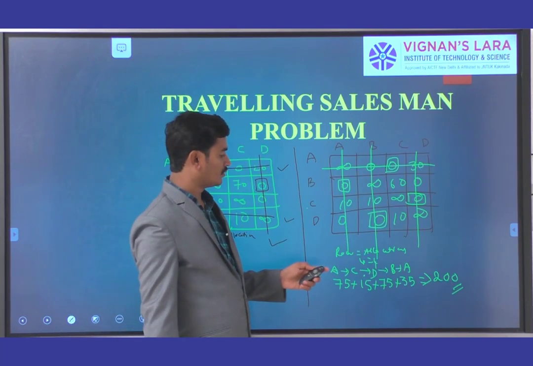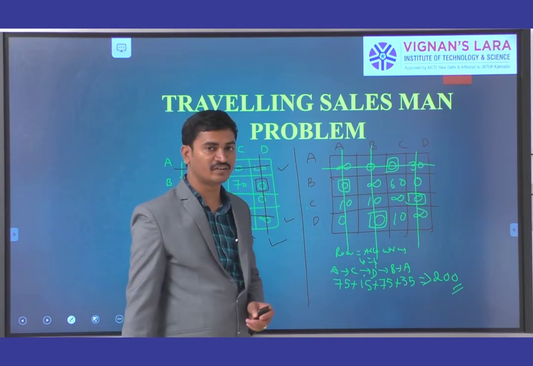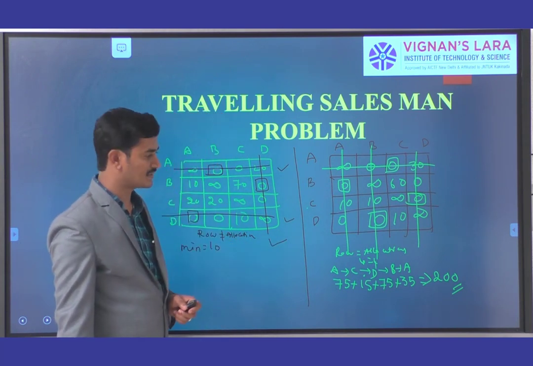He traveled with 200 rupees. He visited 4 cities. Okay. This is our transportation problem.